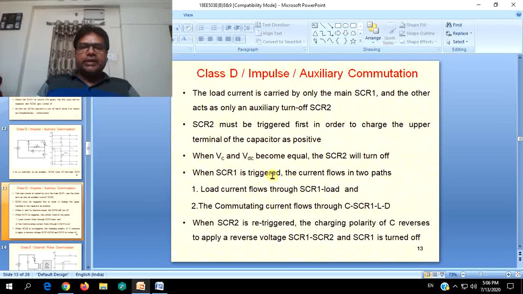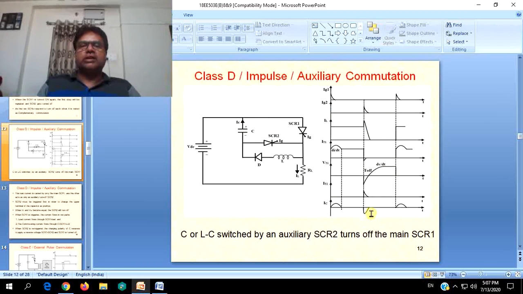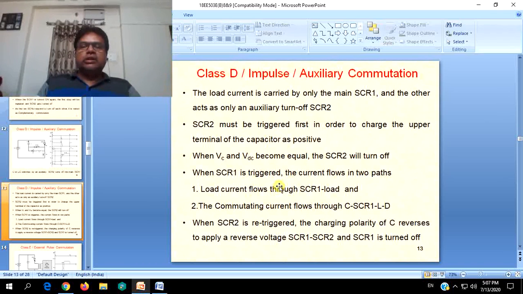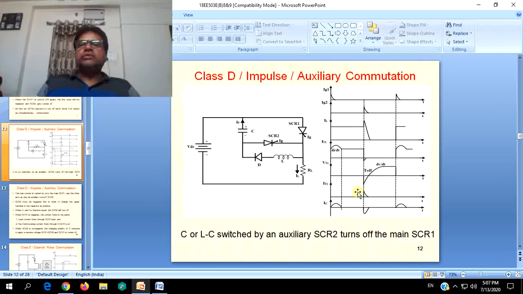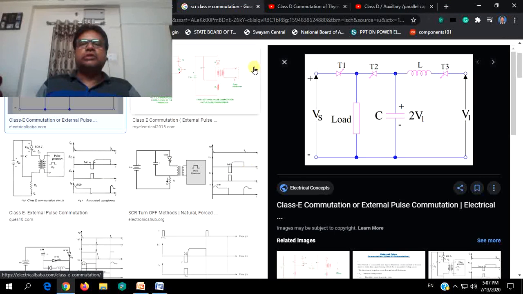When SCR1, the main SCR, is triggered on, the current flows in two paths. Load current flows through SCR1 and load, and the commutating current flows through C, SCR1, L and D. When SCR2 is not yet re-triggered, this is nothing but capacitor current. It will not commutate the SCR in this phase. But when SCR2 is re-triggered, the charging polarity of C reverses to apply a reverse voltage across SCR1, and SCR1 is turned off. That is what happens in this case. Now we will go through some useful animation again to go through this explanation.